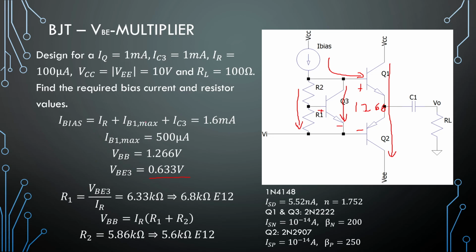Now, with a current chosen for our resistors and a current chosen for our transistor right here, we already know what our bias current should be, and that is 1.6 milliamps. Okay, 0.5 plus 1 plus 0.1 right here. So that is easy for our bias.